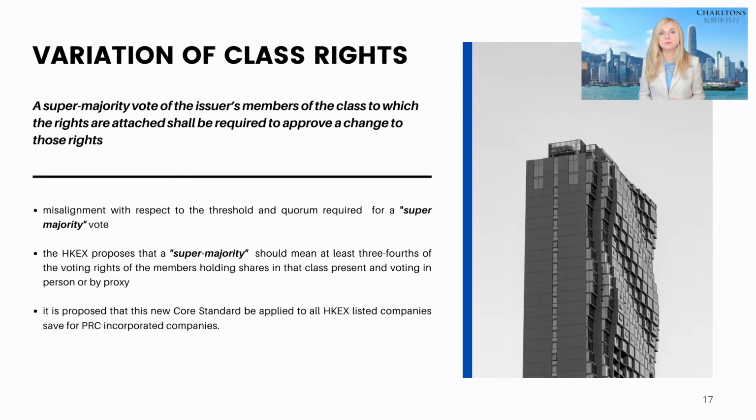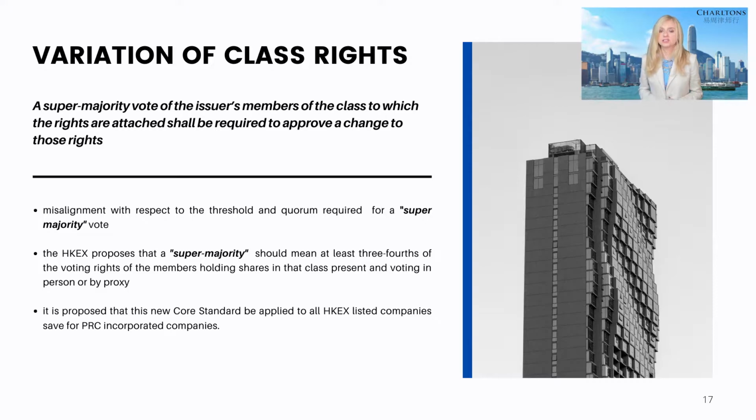For Cayman Islands and Bermuda incorporated companies, Appendix 13 to the Hong Kong Exchange's listing rules requires their constitutional documents to specify a 3/4 majority as the threshold required to vary class rights, which is in line with the proposed core standard. The Companies Ordinance similarly specifies a 3/4 majority. The Hong Kong Exchange proposes that a supermajority vote should mean at least 3/4 of the voting rights of the members holding shares in that class present and voting in person or by proxy.